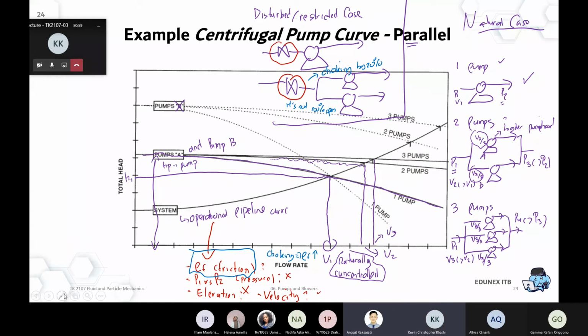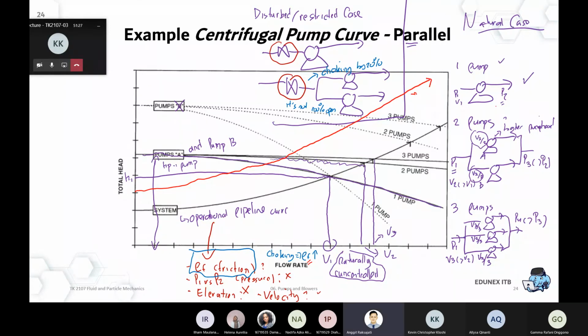Will it shift upwards, sir? Okay, what do the other guys think? So I tell you that when we choke the system, the EF increases, right? That means at the same flow rate, the total system operational pipeline curve will increase. Okay, so let's say now you have a new balance of the choke operational pipeline curve.